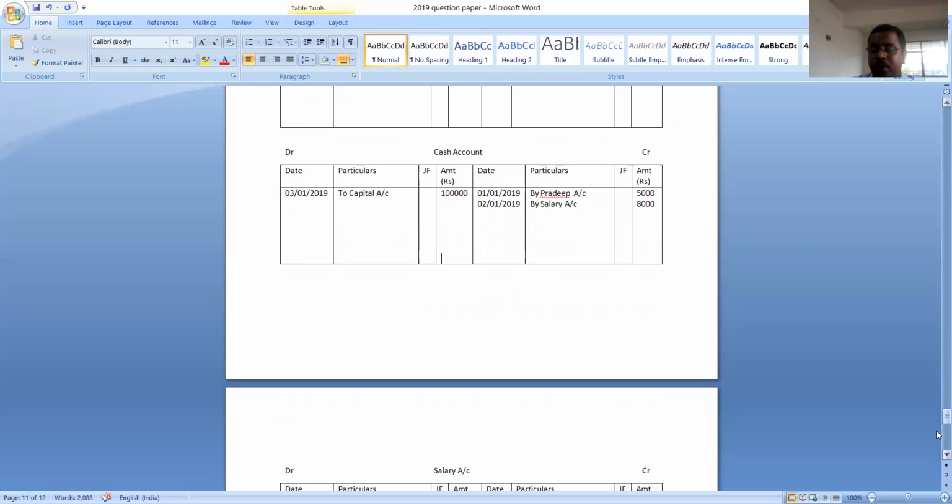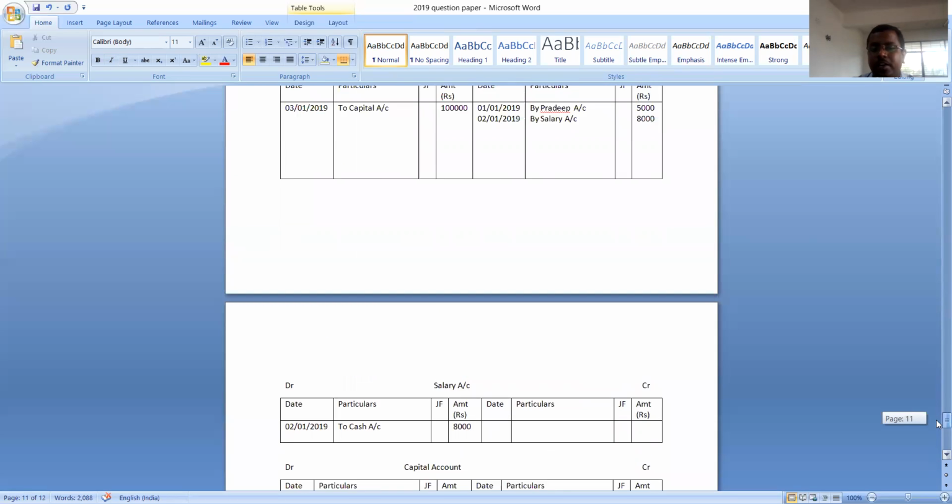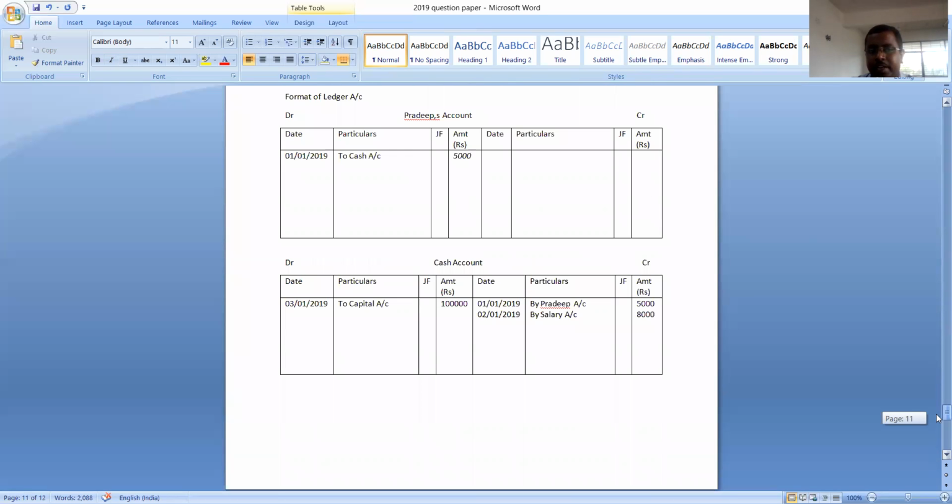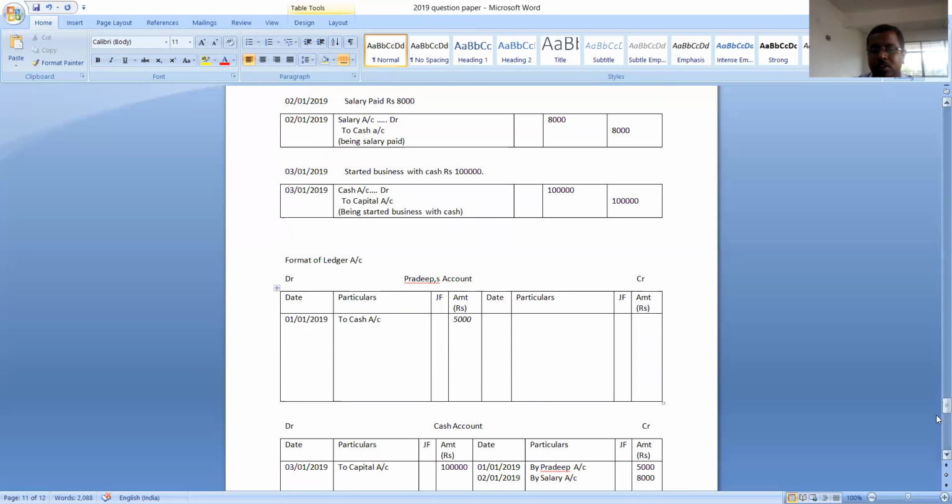Now let us move to capital account. In that particular journal entry, capital account is credited. What is the journal entry? Cash account debited to capital account. So capital account is credited.